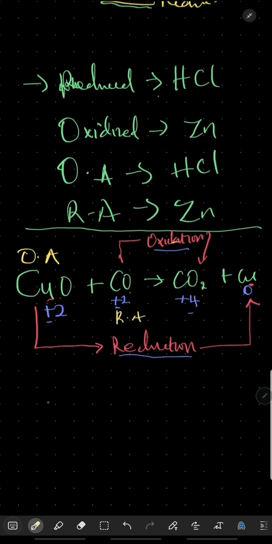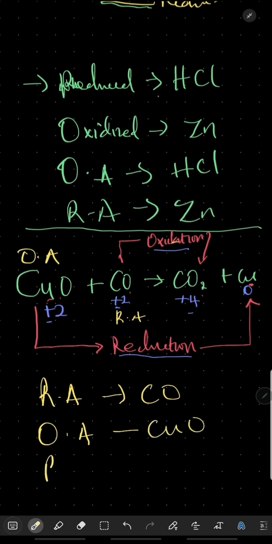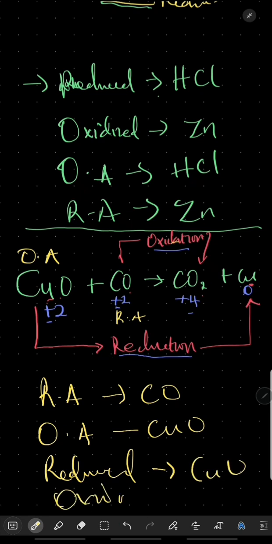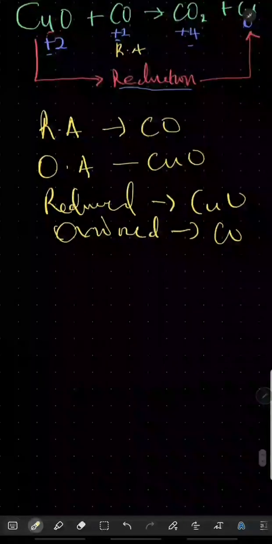So from this question, our reducing agent is what? It is CO. Our oxidizing agent is what? It is copper oxide. So if they ask which one is reduced, it means which one undergoes reduction, that is copper oxide. Which one is oxidized, that is which one undergoes oxidation, that is what? CO. So let's look at one more example.